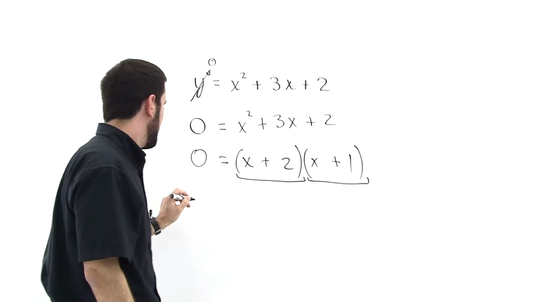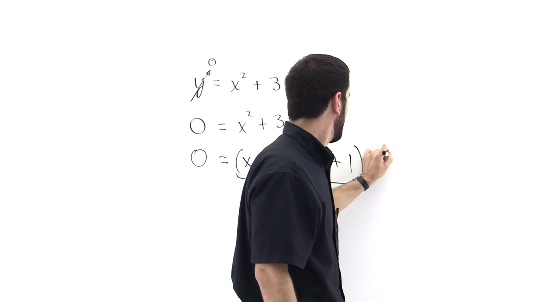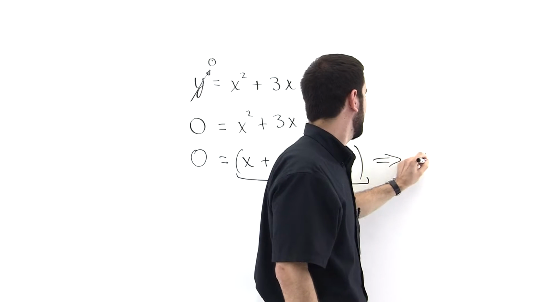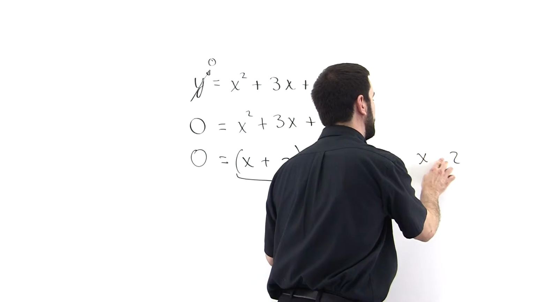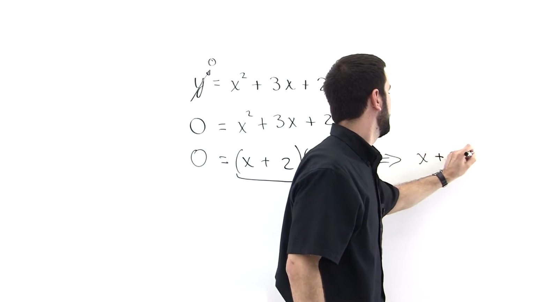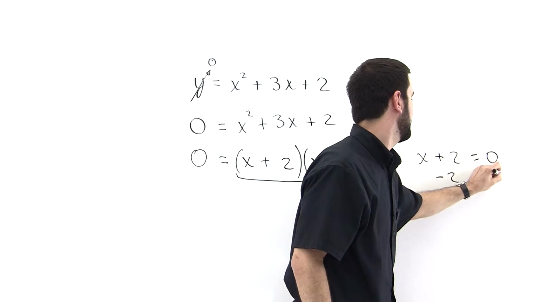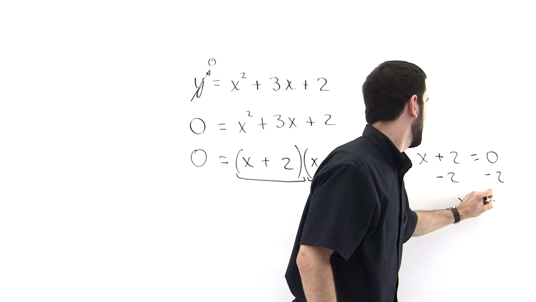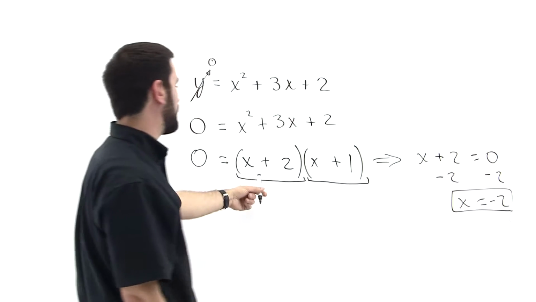So for the first one, let's come over here to the side. We'll set x plus 2 equal to 0. x plus 2, not equals 2. x plus 2 equals 0, and then subtract 2 from both sides. x equals minus 2, right? So that's one zero. And we talked about that earlier.